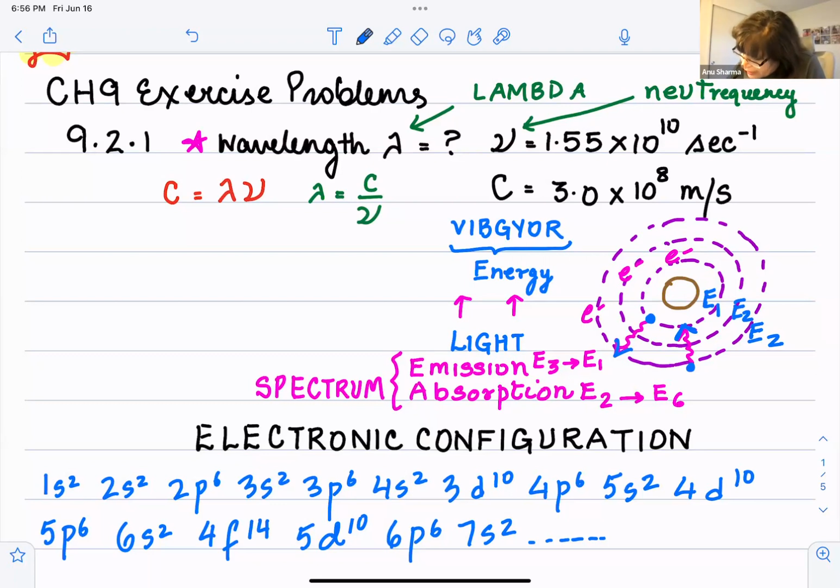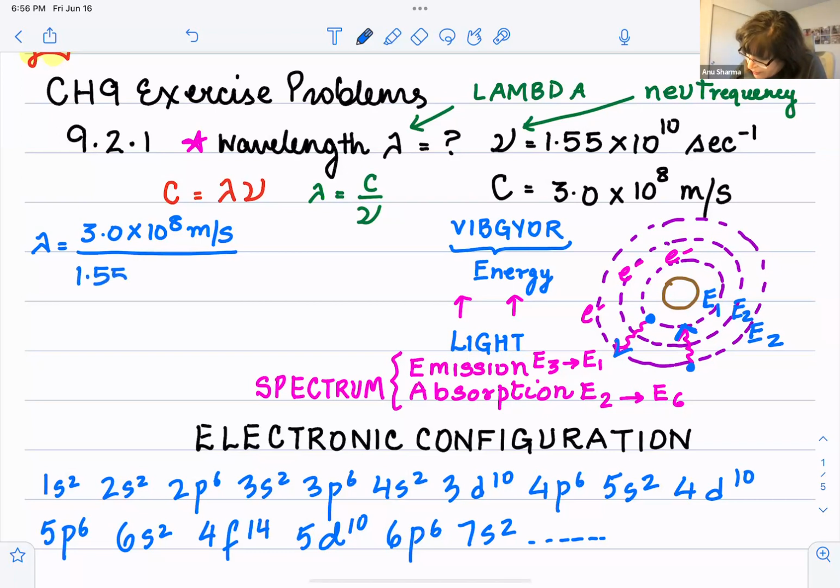Now, let's do the calculation. Wavelength is equal to the speed of light, which is 3.0 times 10 to the power 8 meters per second, over the frequency, which is 1.55 times 10 to the power 10 seconds inverse. Seconds inverse also means per second, so you can also write meters per second as meters seconds inverse. And here also is seconds inverse, so the seconds inverse will cancel out.